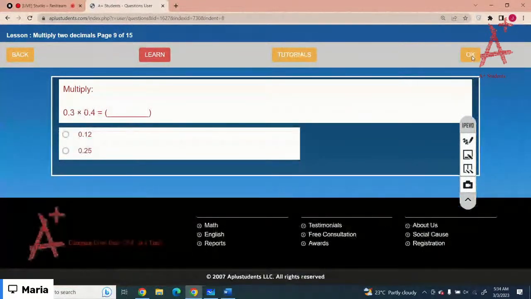0.3 times 0.4. So which is the correct option? 4 times 3 is 12. That would be 0.12. Got it.